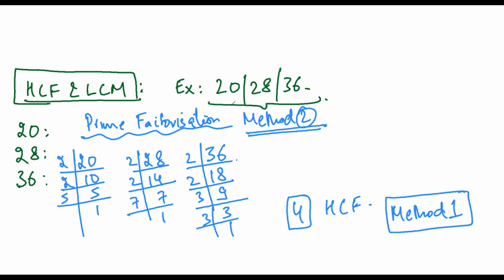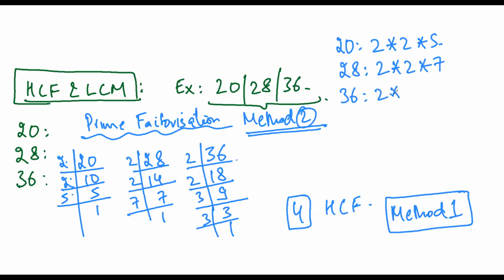Let's see what I'll do, and try to understand the difference between these two methods. Now, I can write 20 as 2 into 2 into 5. Have you understood? I can write 28 as 2 into 2 into 7. I can write 36 as 2 into 2 into 3 into 3. Have you understood or not?